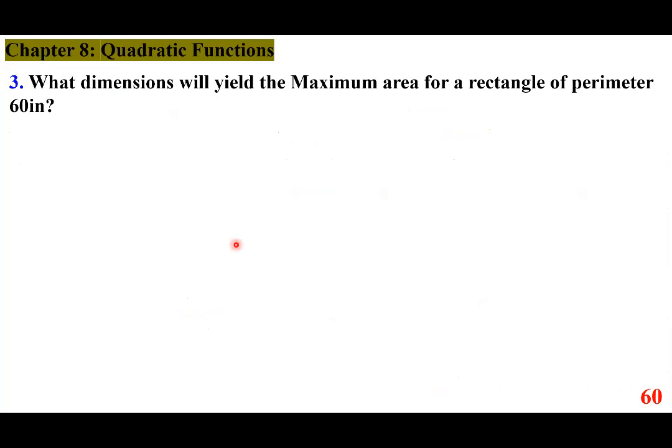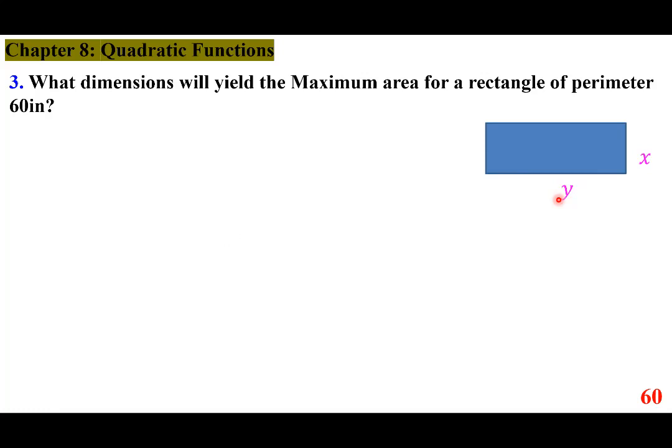What dimensions will yield the maximum area for a rectangle of perimeter 60 inches? Well, let's start mathematically as follows. We have a rectangle. We don't know the dimensions. Let's call them x and y. Therefore, the idea is to maximize this area. What is the area? The width times the length, x times y.